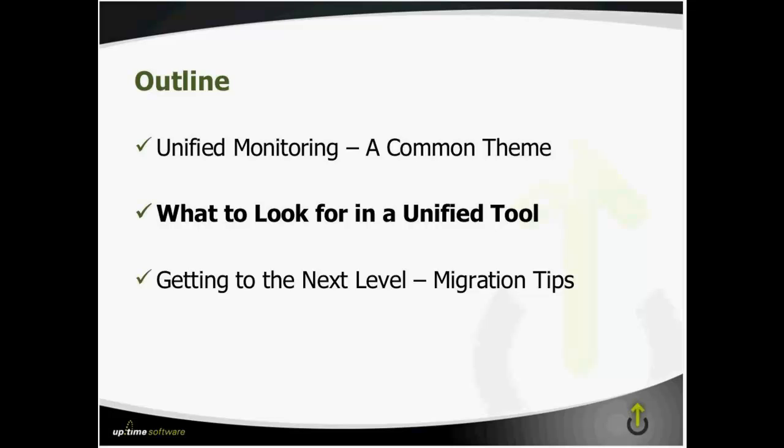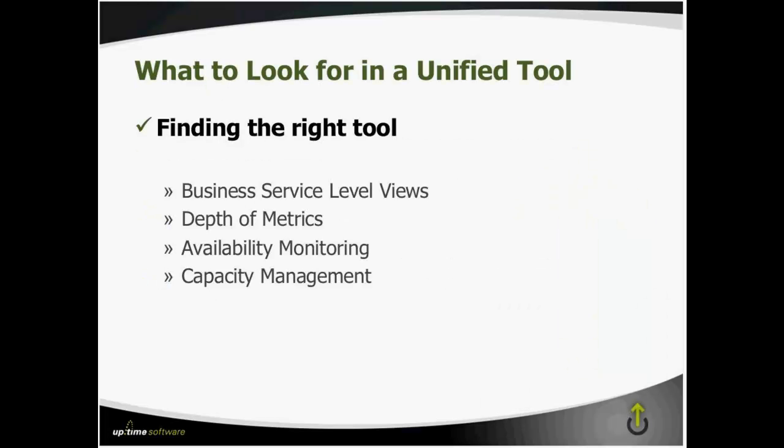So I'm going to move on now to what specifically to look for in a unified tool that may not jump out as immediately obvious. We already talked a little bit about the scope of things you want to cover from a technology point of view, covering apps, network, virtual, physical servers, all rolled into one tool. I'm going to talk about 4 different things that will help add value to a unified framework and really deliver a better IT experience within your business. So the first thing I'm going to talk about is business service level views. Then I'm going to talk a little bit about some of the depth of metrics that you actually need in a unified tool, some specifics around availability monitoring, and then some specifics around capacity management.